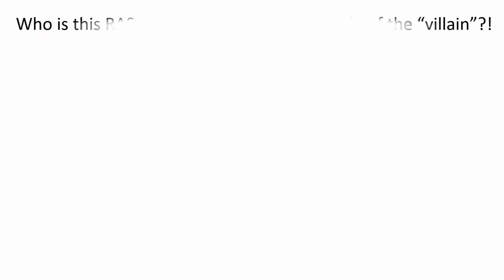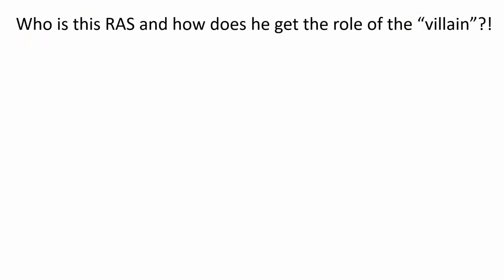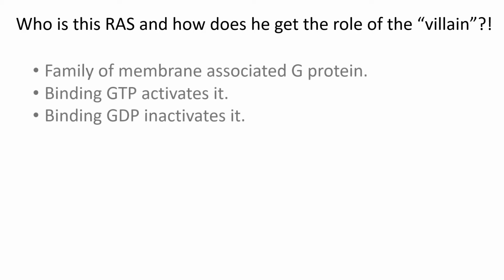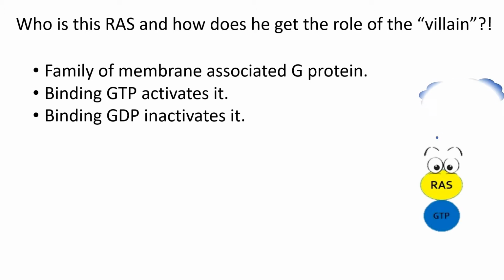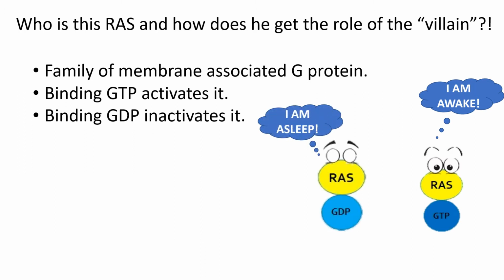Now let's see who this RAS is and how he gets the role of the villain. The RAS protein belongs to the family of membrane-associated G proteins. When GTP is bound to the RAS, he is in the activated state, and when GDP is bound, he is in the inactivated state.